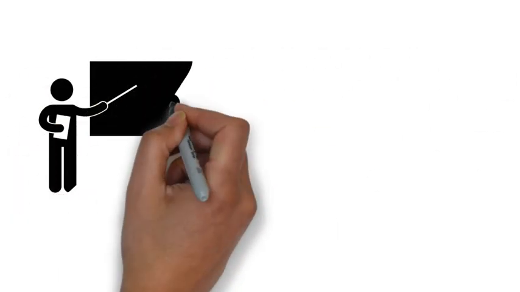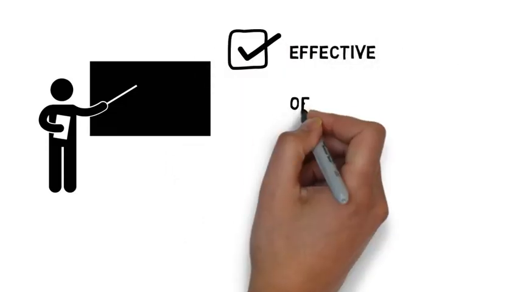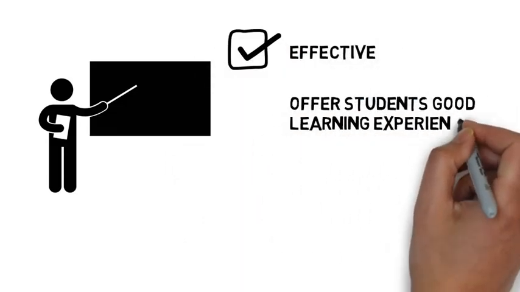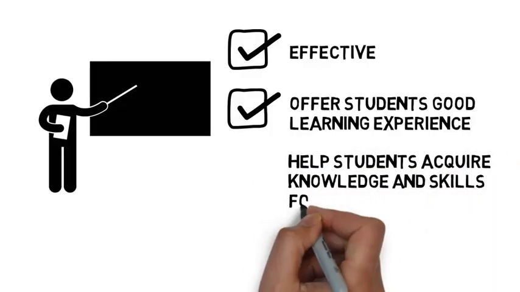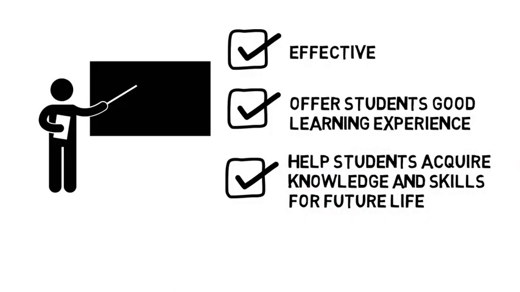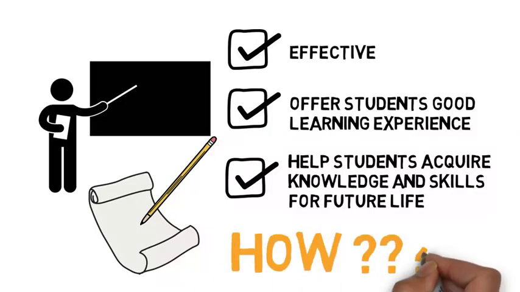As a teacher, you want your teaching to be as effective as possible. You want to offer your students a good learning experience, and this experience has to help them acquire the knowledge and skills they will need for their future professional life. To reach such an outcome, it's important to think critically about the design of your education. But how do you do that?